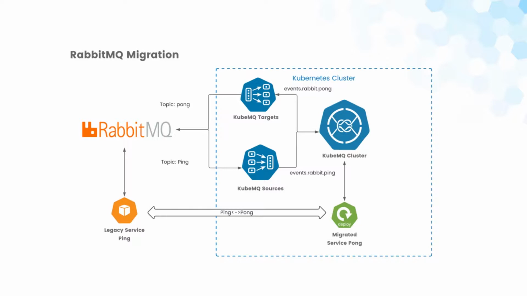We will use two applications in this demo. The first one will be the ping application, which is the legacy service. The ping application will send ping messages to RabbitMQ ping topic and consume messages from the Pong topic. The second application, which is the migrated one, will subscribe to the events.rabbit.ping channel and will send back Pong responses to events.rabbit.pong channel. Let's get started.